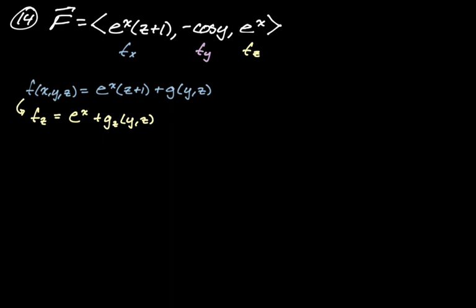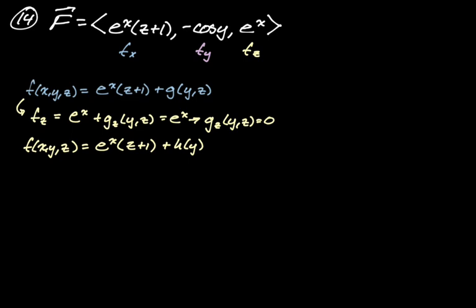I get e to the x plus partial z of g. Compared to what we think partial z is, which we think is e to the x, which would mean that partial z of our arbitrary function should just be 0, which means our arbitrary function is not actually a function of y and z, definitively. It is just a function of y, and so I'm going to update what I think my potential function is. So now I have e to the x quantity z plus 1 plus h of y.